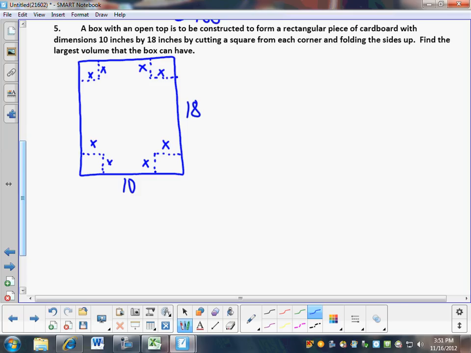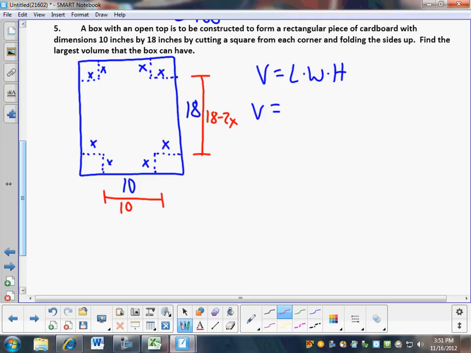I know that volume is equal to length times width times height. Well, the length of my box right now is 18, but I'm going to cut x off of each end. So my length will be 18 minus 2x. Similarly, when I cut x off of those sides, it will be 10 minus 2x. And when I fold the sides up, I'm going to have a height of x.